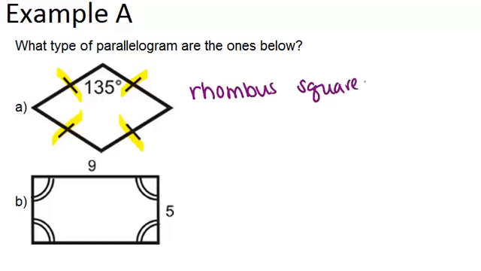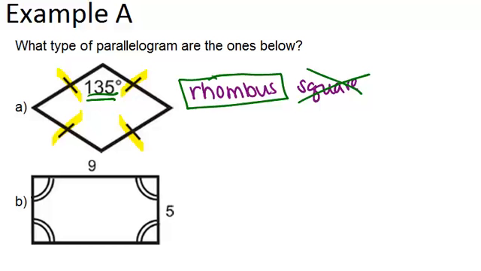The next thing I notice is that we have one angle which is marked as being 135 degrees. What this tells me is that this shape can't be a square because in a square, all four angles are 90 degrees. Therefore, this shape must be a rhombus, as well as a parallelogram. Remember, rhombus is just a more specific name for this shape.